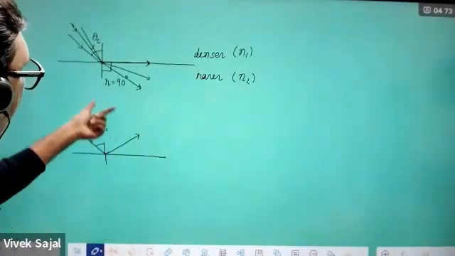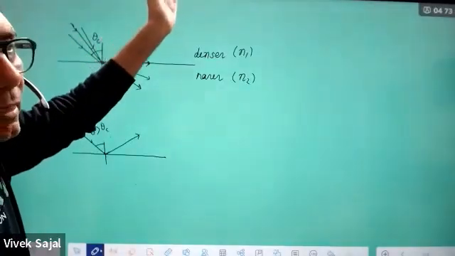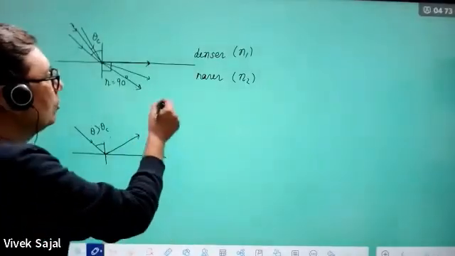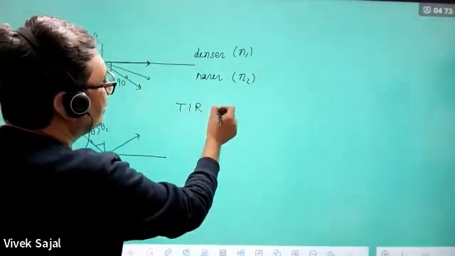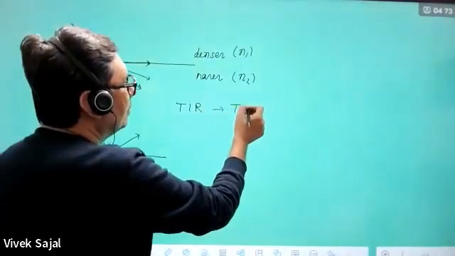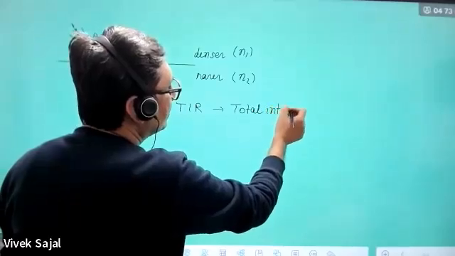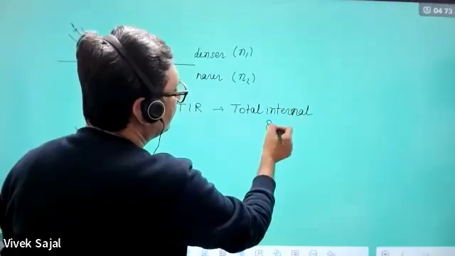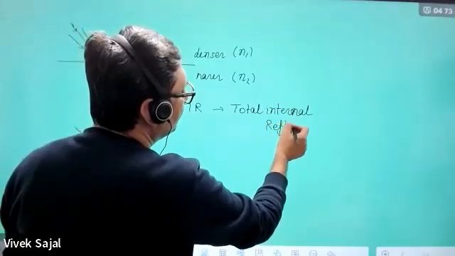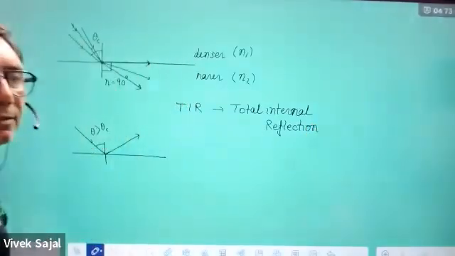This phenomenon where all the incident light is reflected back into the same medium is called total internal reflection. You call it total internal reflection.